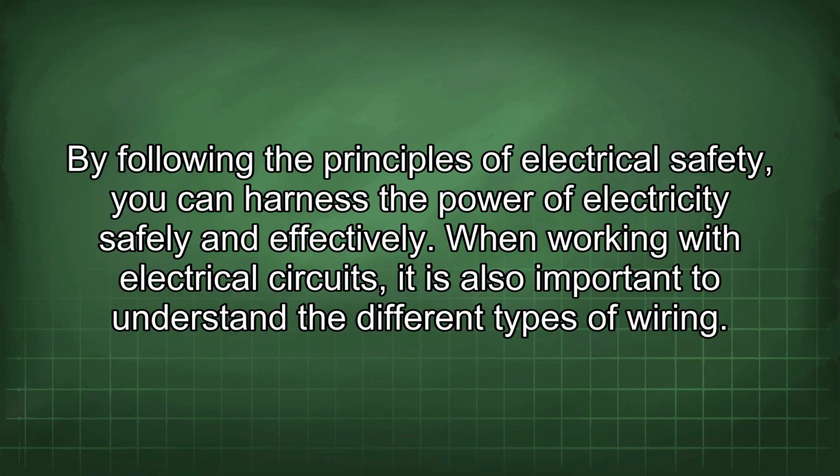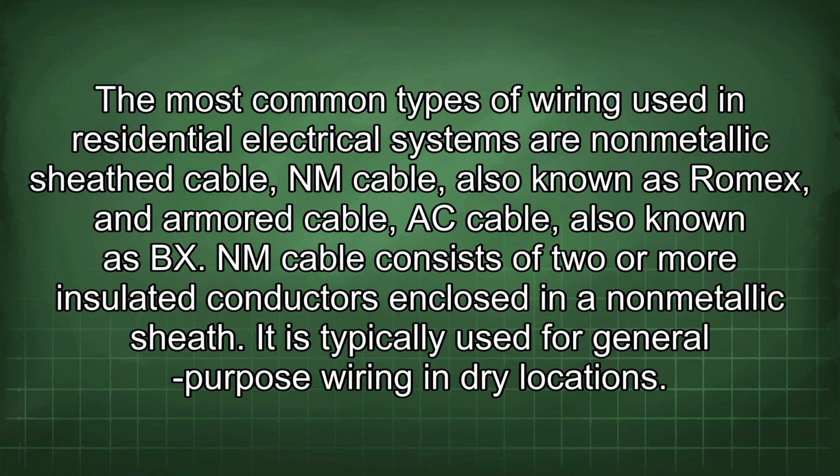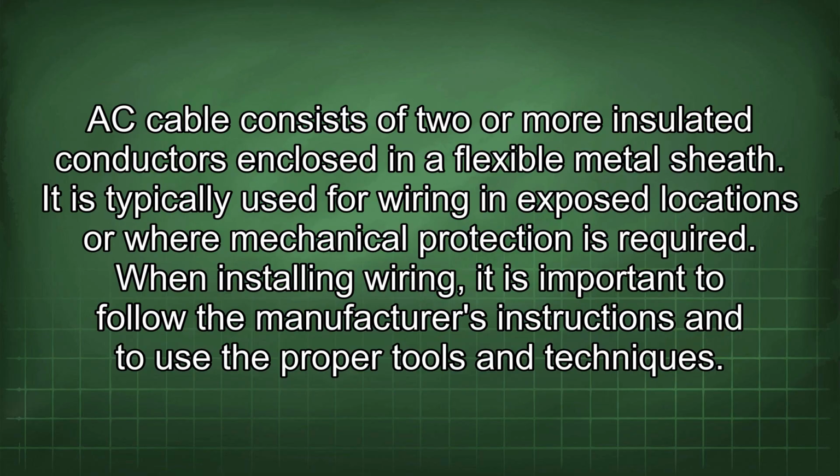When working with electrical circuits, it is also important to understand the different types of wiring. The most common types of wiring used in residential electrical systems are non-metallic sheath cable, NM cable, also known as Romex, and armored cable, AC cable, also known as BX. NM cable consists of 2 or more insulated conductors enclosed in a non-metallic sheath. It is typically used for general-purpose wiring in dry locations. AC cable consists of 2 or more insulated conductors enclosed in a flexible metal sheath. It is typically used for wiring in exposed locations or where mechanical protection is required.